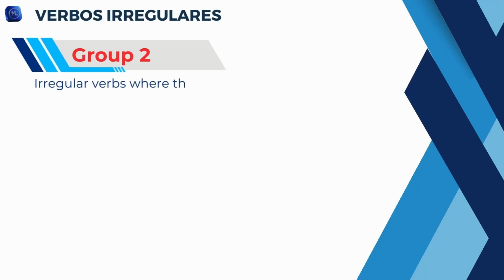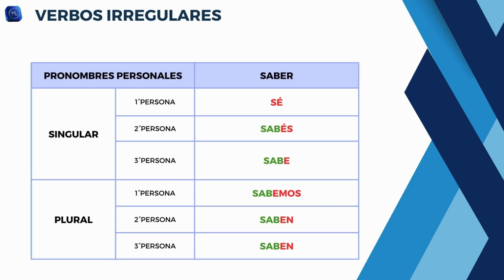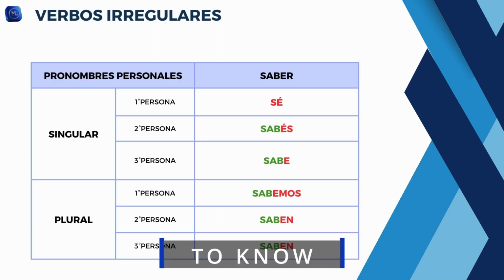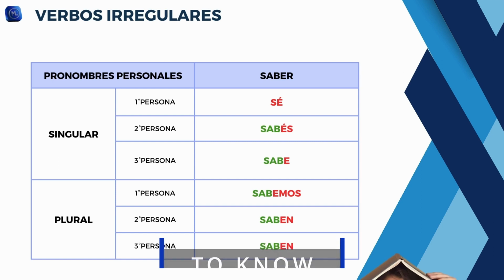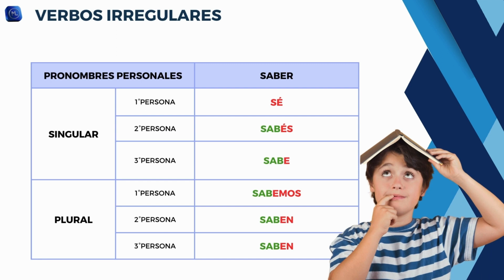Group 2. Irregular verbs where the stem only changes in the first person. Some irregular verbs only have a different first-person singular form, meaning the yo form. Some examples of verbs in this group are as follows. Saber. Saber is used to talk about facts or learned skills. You can use it to talk about information you've memorized or to say you are able to swim, draw, speak a language, etc.